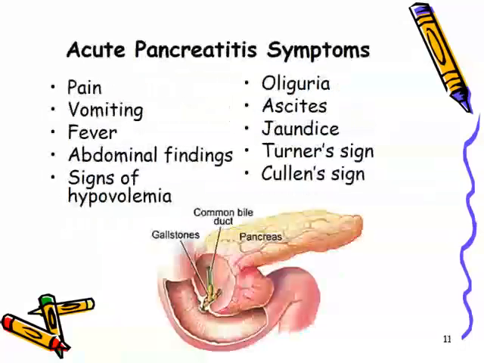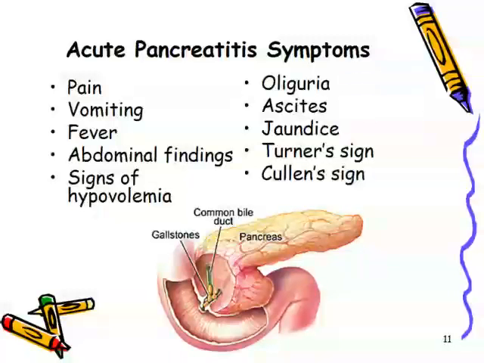Symptoms that the patient has with this disorder would be epigastric or umbilical pain that may also radiate to the back, vomiting, which is worsened by the ingestion of food and fluids, and vomiting does not relieve the pain. Patient may have a fever due to the inflammation of the pancreas. Patient may also have signs of hypovolemia due to hemorrhage of the pancreas and fluids leaking out of the capillaries due to all the inflammation that's going on.